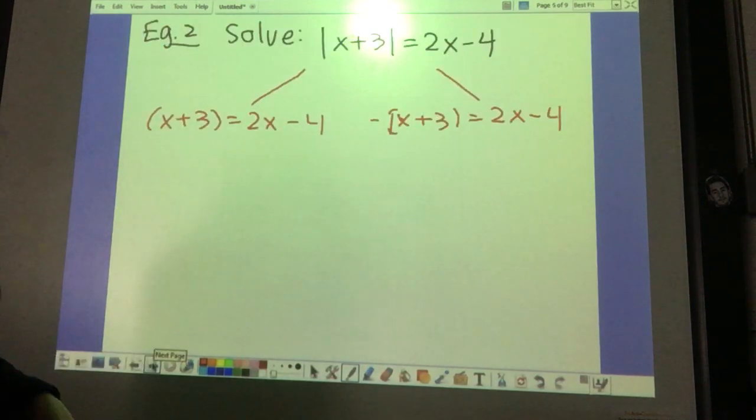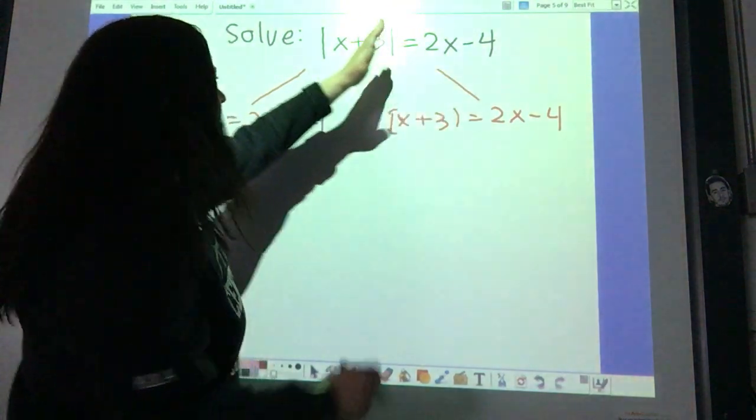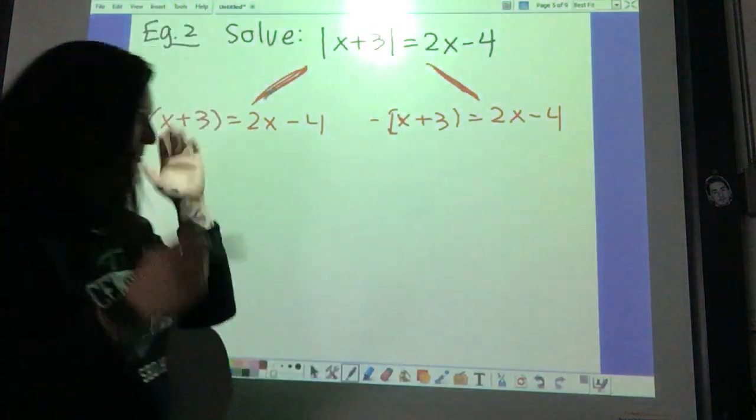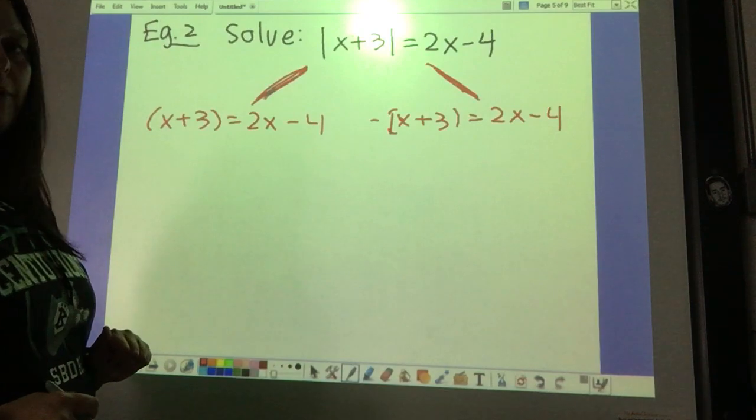We'll try a couple more examples. Again, the absolute value of x plus 3 is equal to 2x minus 4. The first thing I do is draw those two lines. You don't have to do them horizontally, but in my brain, that works for me. I split it, so I remember there's two equations I'm solving for.